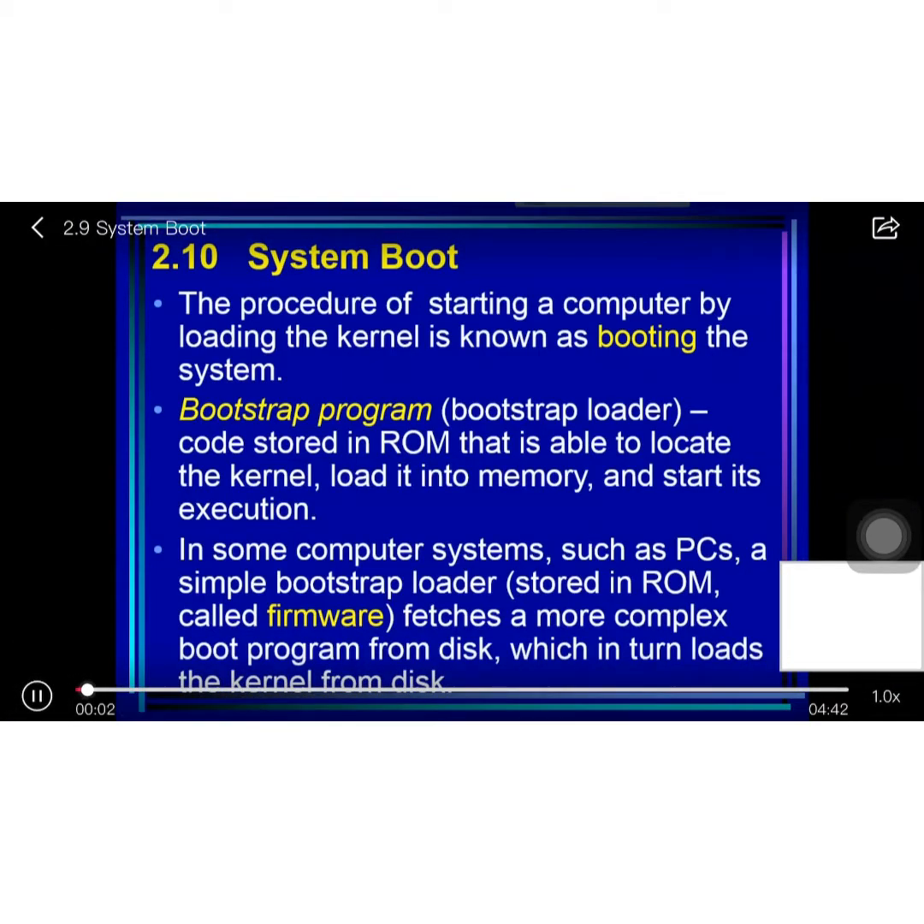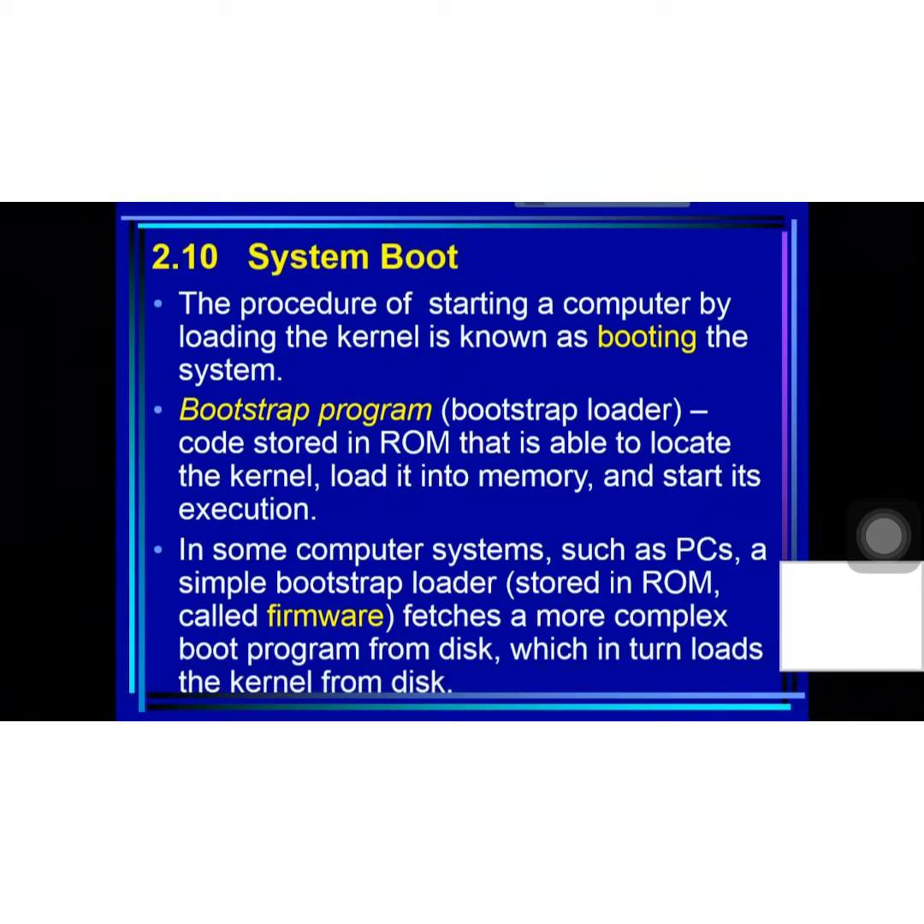System boot. The procedure of starting a computer by loading the kernel is known as booting the system. On most computer systems, a small piece of code known as the bootstrap program or bootstrap loader locates the kernel, loads it into main memory, and starts its execution. Some computer systems, such as PCs, use a two-step process in which a simple bootstrap loader fetches a more complex boot program from disk, which in turn loads the kernel.